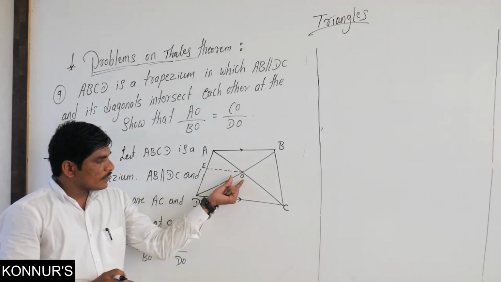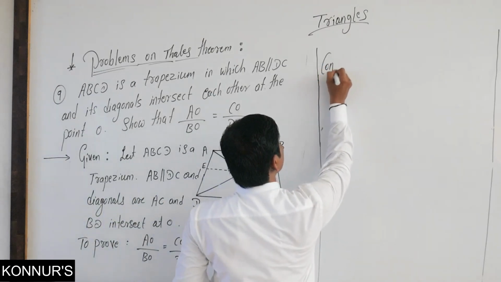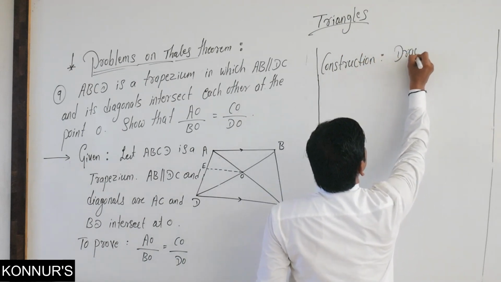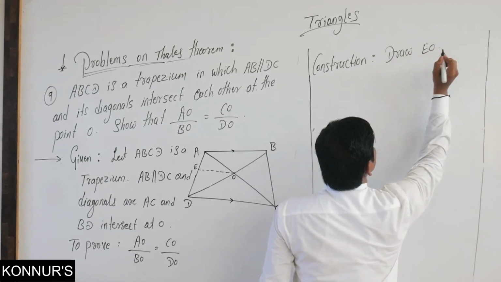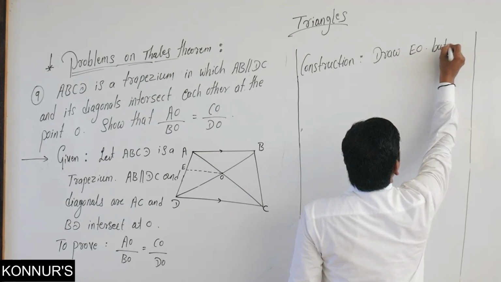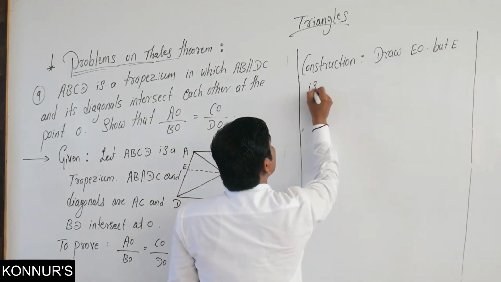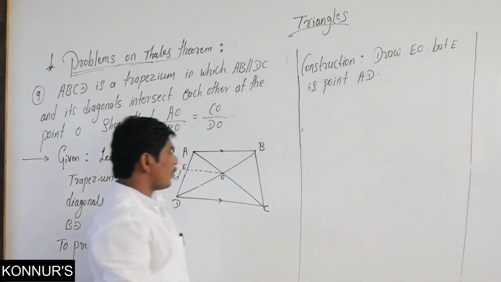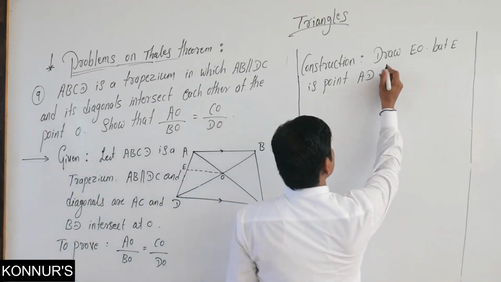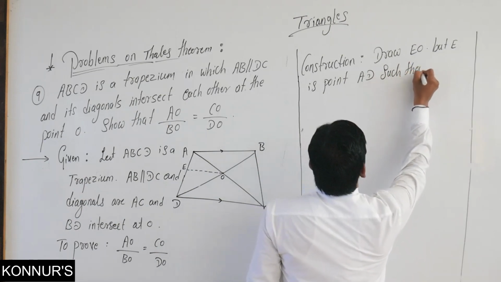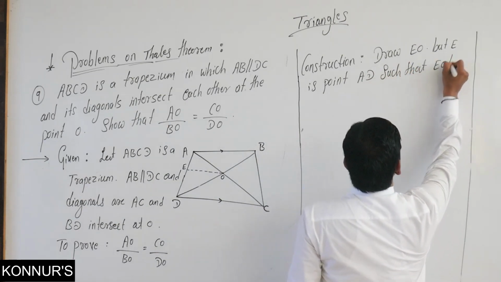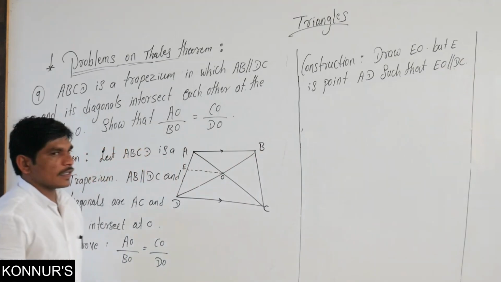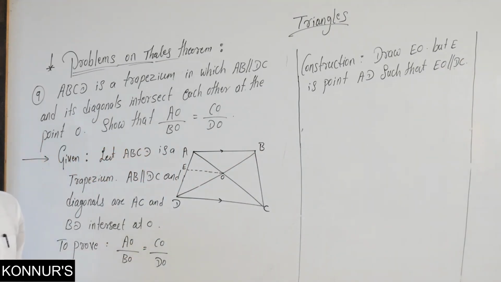Here, draw EO. Construction: draw EO, but E is a point on AD such that EO is parallel to DC. This is the construction. Based on this construction, we are proving AO by BO is equal to CO by DO.